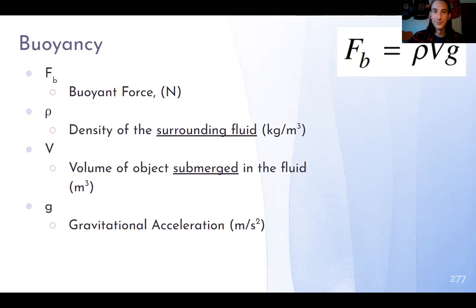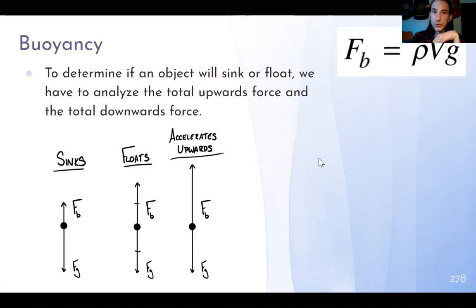But if I had a cup of water and I stuck my finger in the water, we'd only look at the volume of my finger that's in the water. We wouldn't look at my full volume because we just care about how much volume is submerged or how much volume is displaced. And then g is 9.8 meters per second squared, same as per usual. And to use this buoyancy force, it's just a force just like every other force that we've dealt with.